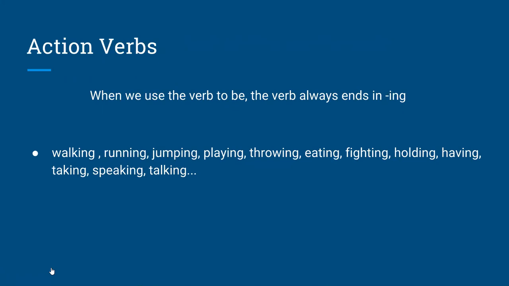So some examples of action verbs: walking, running, jumping, playing, throwing, eating, fighting, holding, having, taking, speaking, talking. Ing. I can't say that enough because so often students don't know, when do I use ing? Well, this makes it really simple. If you're using the verb to be, you use ing. That's pretty simple.